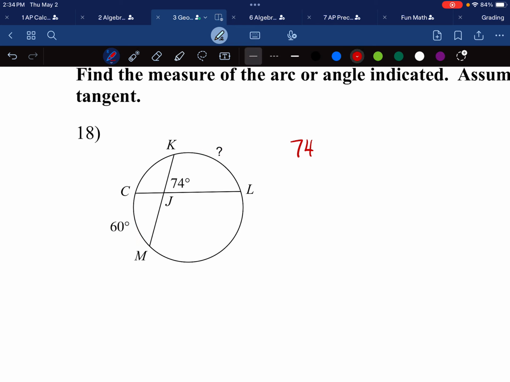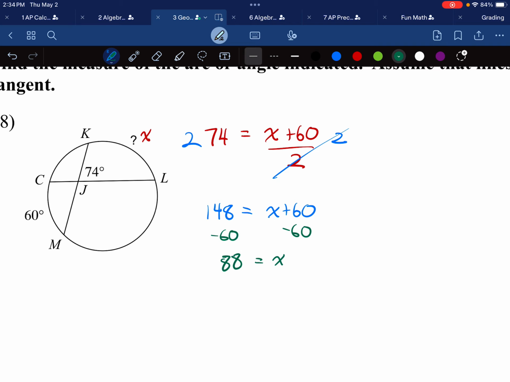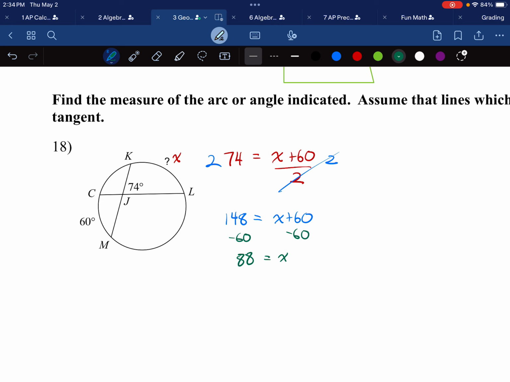The way that you do average is, I'm going to go ahead and call this thing x. I add that thing and I add that thing and divide by 2. 74 is equal to x plus 60 divided by 2. And I just solve. So I'm going to multiply both sides by 2, so those are gone, and I have 148 on that side, and I have x plus 60 on that side, and subtract 60. X here is going to be equal to, 14 minus 6 is going to be 8, so it's going to be 88. X is equal to 88 for number 18.